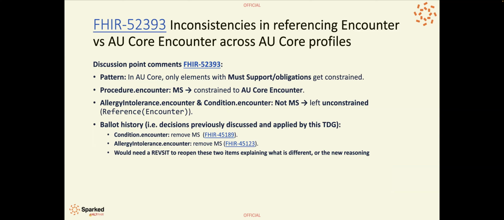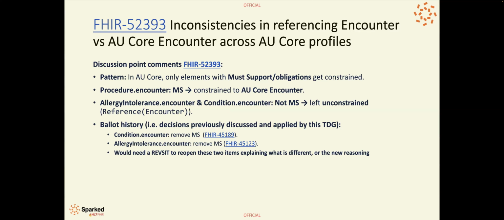So the first one is an AU Core one. I think these were mentioned by various people, but we can refer to the ticket if we choose. I think it was Danielle, Heath, and a few people from the agency, but there are just general points. In AU Core, we only constrain elements that must support. That is the convention. Therefore, procedure encounter is must support, so it's constrained to AU Core Encounter. By contrast, allergy intolerance encounter and condition encounter are not must supports. They remain unconstrained to reference Encounter.